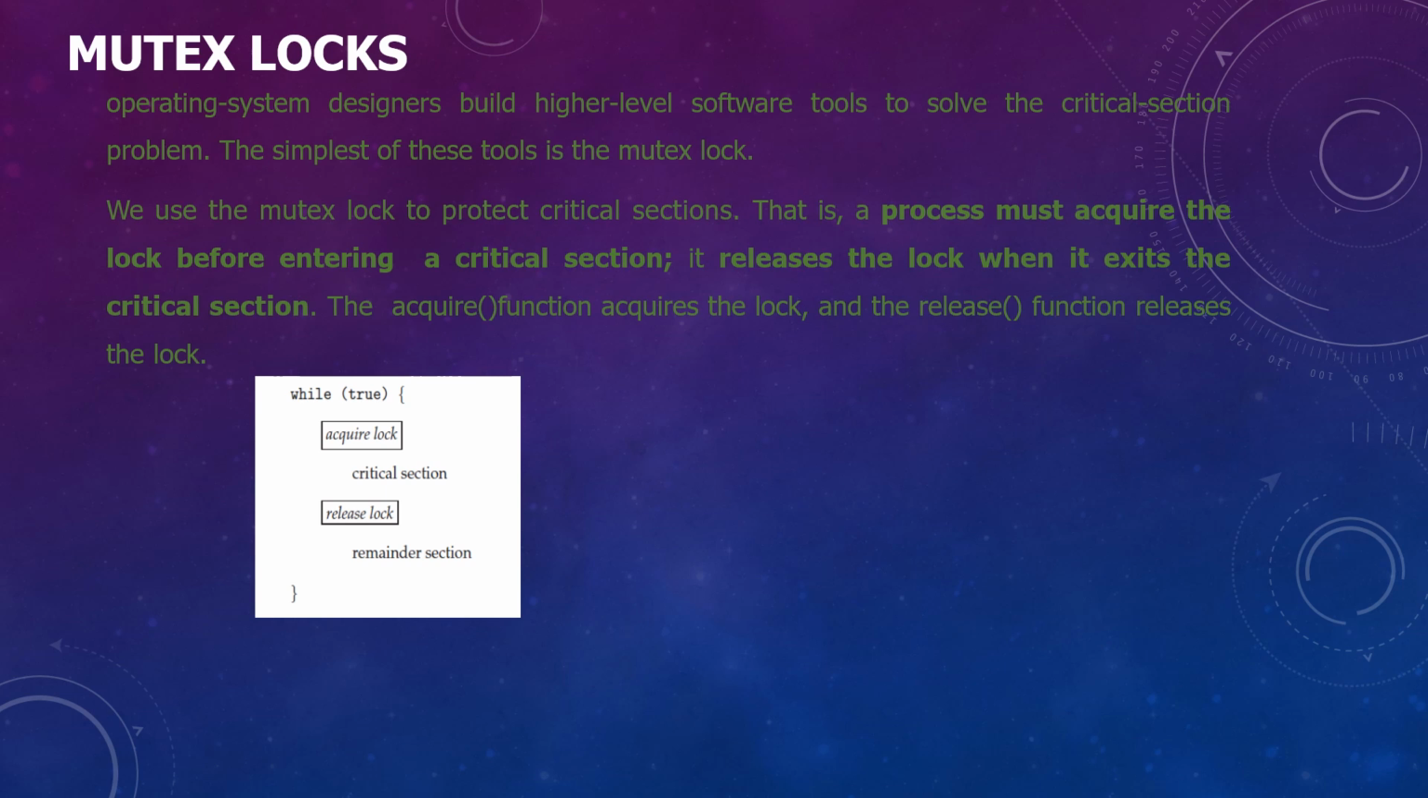We use the mutex lock to protect critical sections. That is, a process must acquire the lock before entering a critical section. It releases the lock when it exits the critical section. The acquire function acquires the lock and the release function releases the lock.